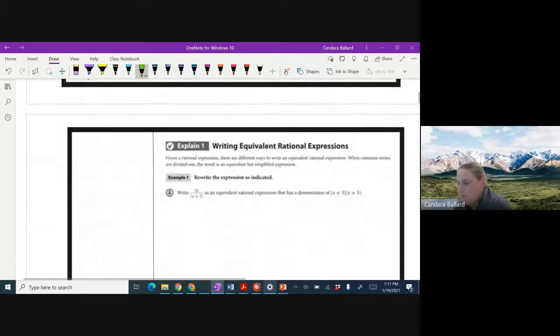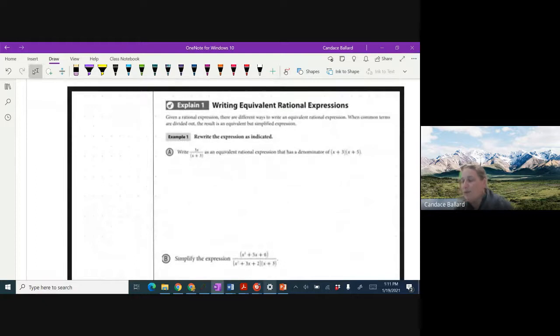All right, so we are going to write equivalent rational expressions. Given a rational, there are different ways to write equivalent rational expressions. And rational is just a fancy word for one of our favorite math F words, right? Fraction. All the rules that apply to fractions apply to rationals, okay? So when common terms are divided out, the result is an equivalent simplified expression.